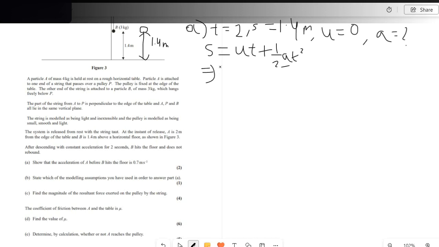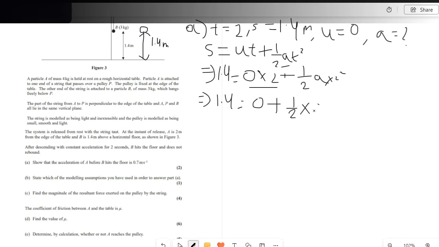So s is 1.4, u is 0 multiplied with t, which is 2, plus half into a into 2 square. So 1.4 is equal to 0 plus half into 2 square into a, which is 4a. Therefore a is equal to 1.4 divided by 2, which is 0.7 meter per second square. And this is our answer.